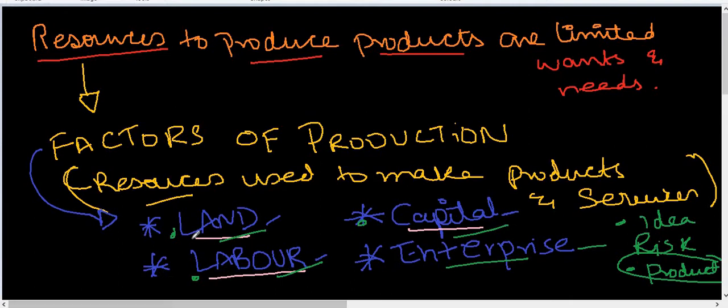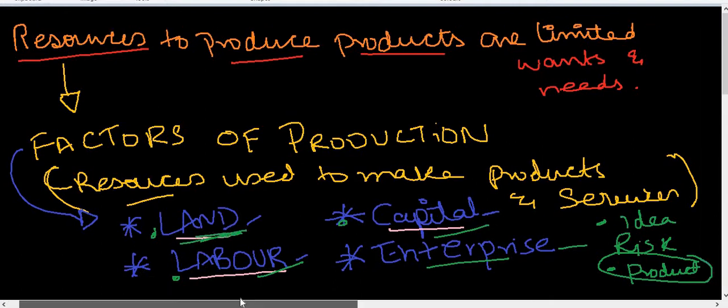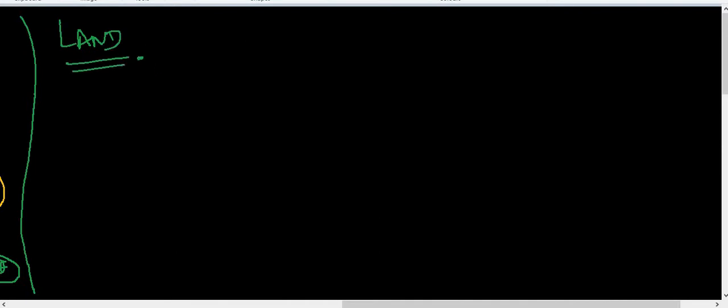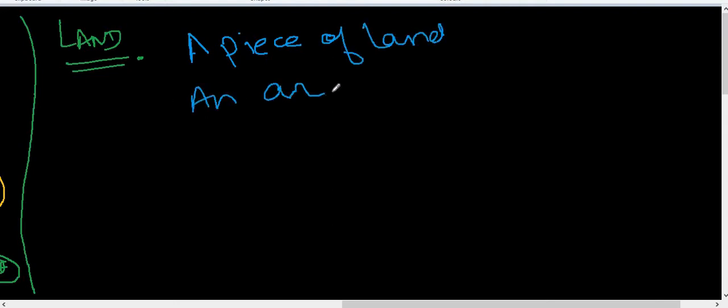Let's now talk about the first one, land. What is land? I know you're thinking that land simply means land, and you're right. Let's not make business studies difficult for you. Land simply means land, a piece of land, an area. It also covers everything you can extract from land, sea, everything on the ground.